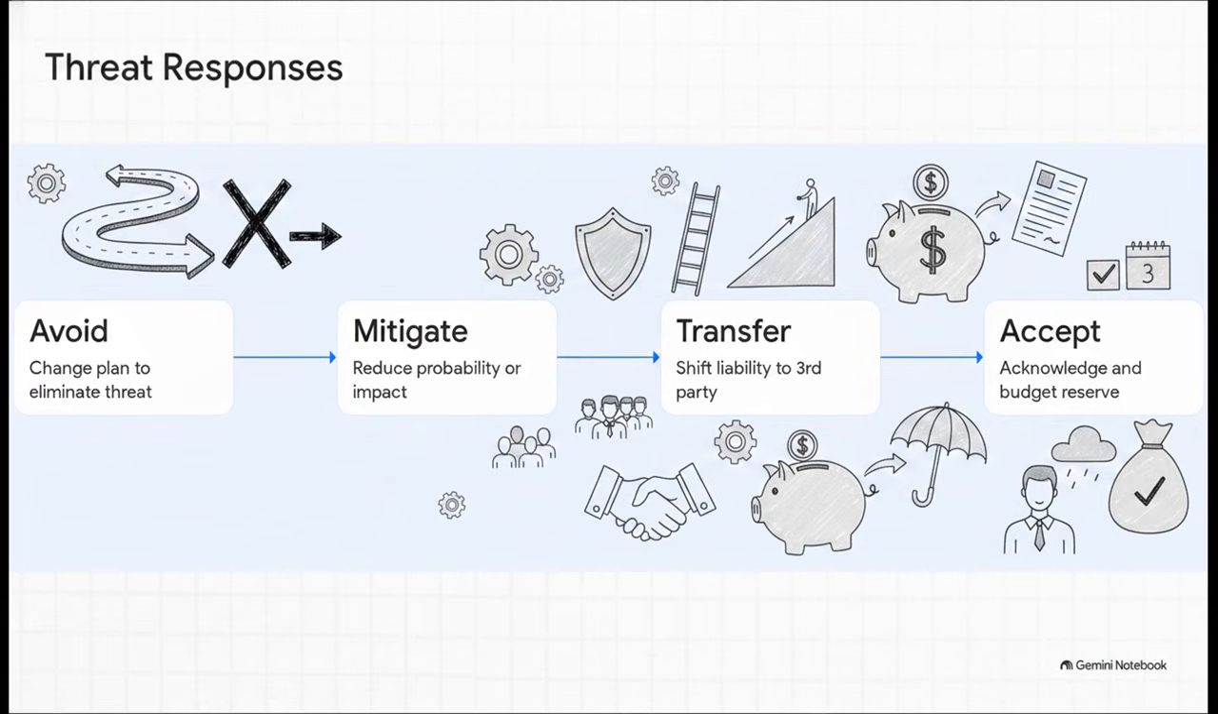Step 3 is transfer, where we shift the liability to a third party, usually through an insurance policy or vendor warranty. And finally, Step 4 is accept. If the cost of mitigating a risk is actually higher than the impact itself, you might just choose to accept it and set aside a financial reserve just in case.